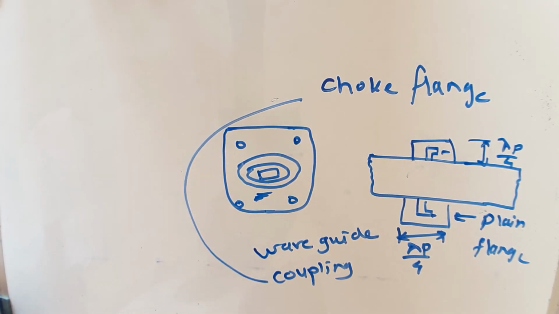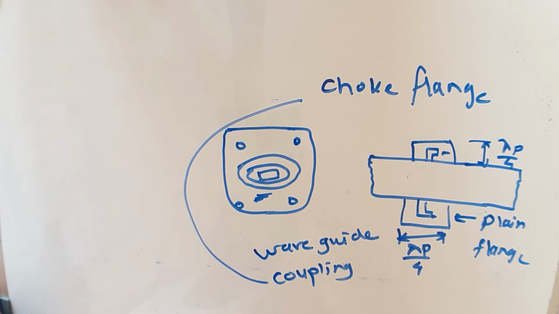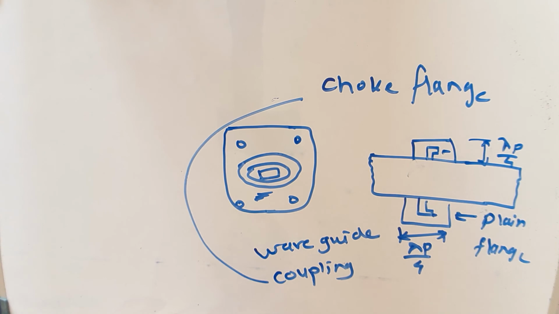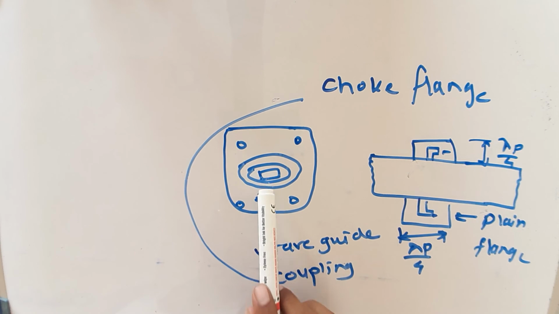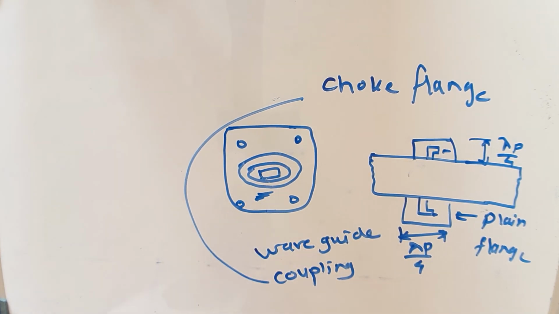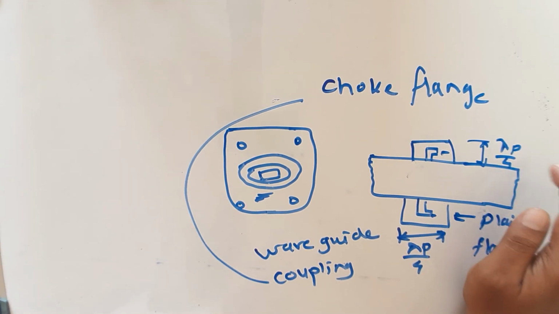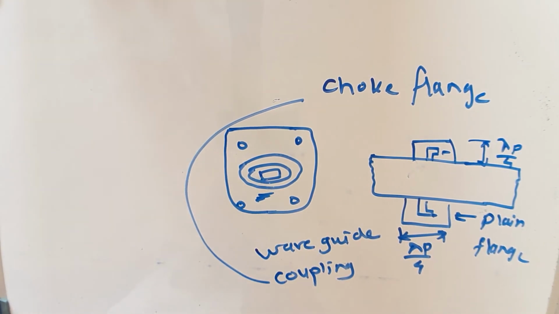The disadvantage of the choke flange is that it is frequency sensitive, but by good design a bandwidth of about 60% can be obtained about its center frequency. Basically, this flange is used for coupling, and it has a choke with an L type of cross section, and the length will be lambda by 4. Again, it will behave as a short circuit.